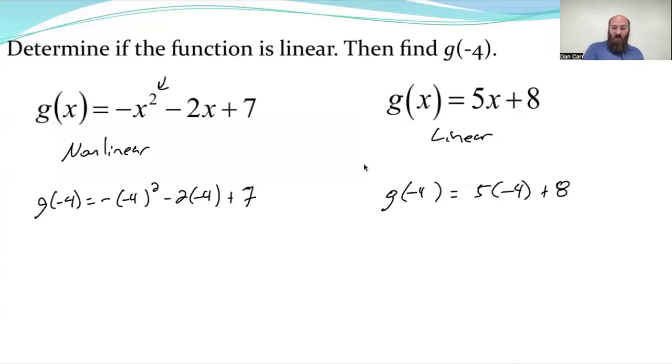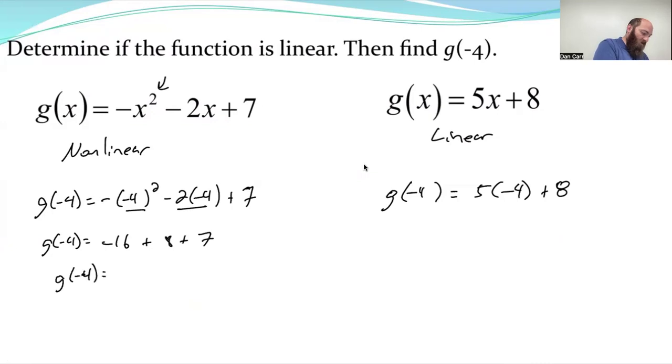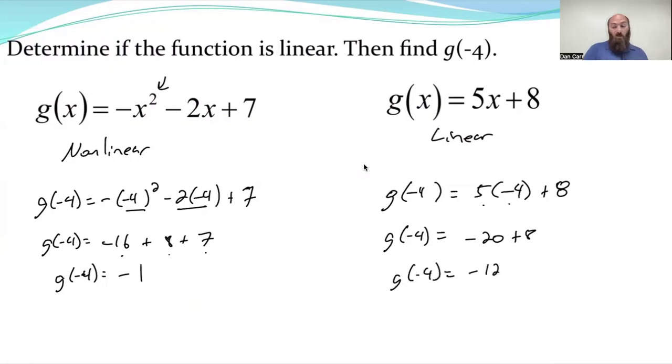Now let's just do order of operations. So I run through here. I'm going to do my exponents. So g of -4 is going to equal, this will be -4 times itself is 16, and the opposite of that is -16. Then I could do multiplication. That's -2 times -4 is a +8. And then plus 7. So g of -4 comes out to -16 plus 8 plus 7, which is a -1 when I put them together. G of -4 over here, I've got 5 times the -4 is a -20 plus 8. So g of -4 is a -12.